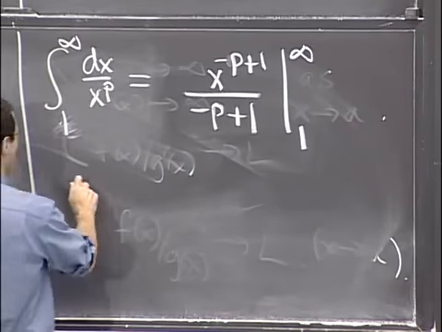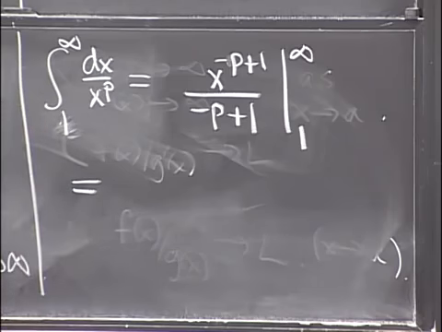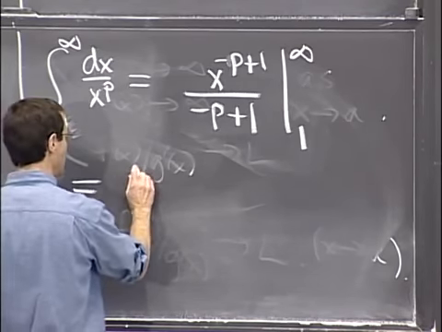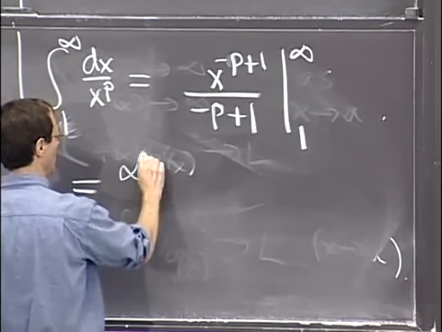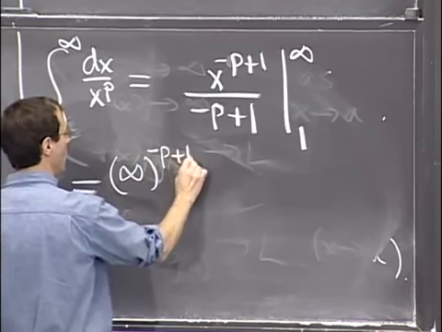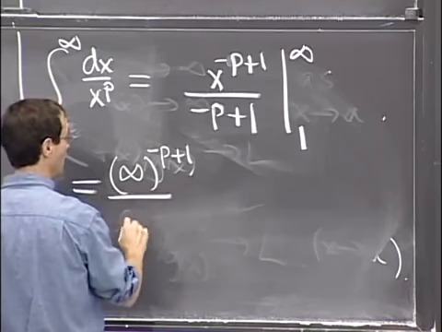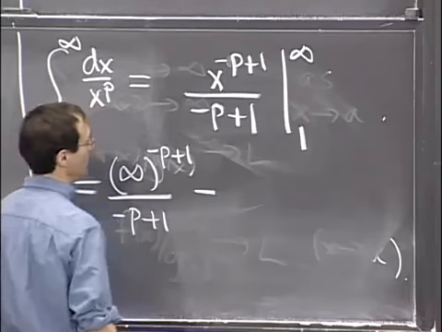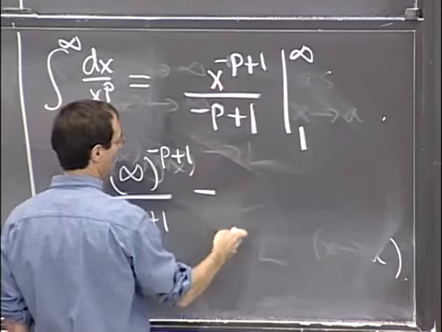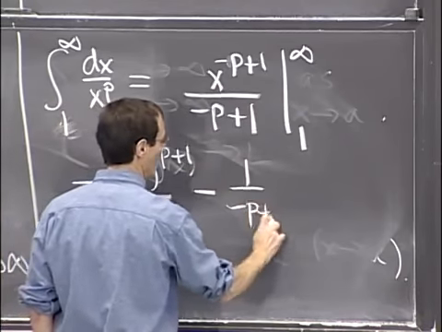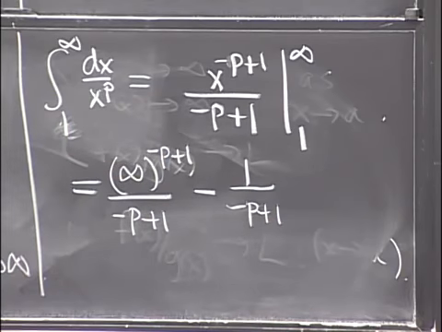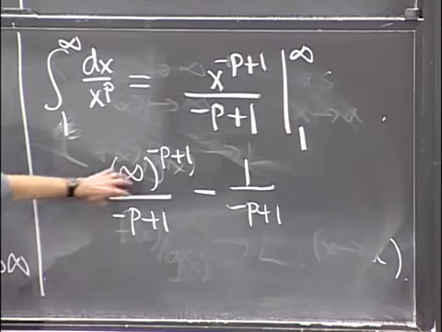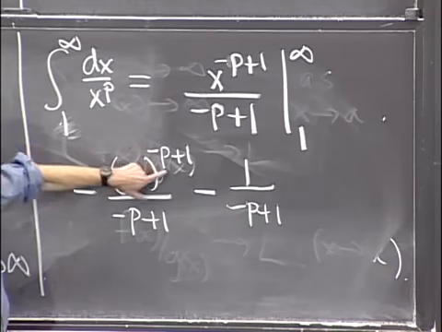So now I'll write this down, but I'm going to be particularly careful here. I'll write it down. It's infinity to the minus p plus 1 over minus p plus 1, minus, so I plug in 1 here, so I get 1 over minus p plus 1. All right, so this is what I'm getting. Again, what you should be thinking here is this is a very large number to this power.